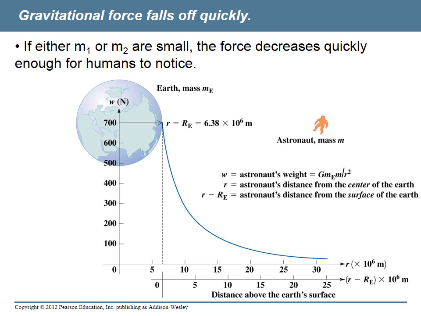So when he goes twice as far away, from 6.38 times 10 to the 6 to 12.8 times 10 to the 6 meters away right here, it's actually only a quarter of the force, because twice the distance away gives 1/4 of the force. And if I went 3 times as far away, then I would divide this by 3 squared, so the force would be 1/9. So his weight would be 1/9. It falls off very quickly as we leave Earth.